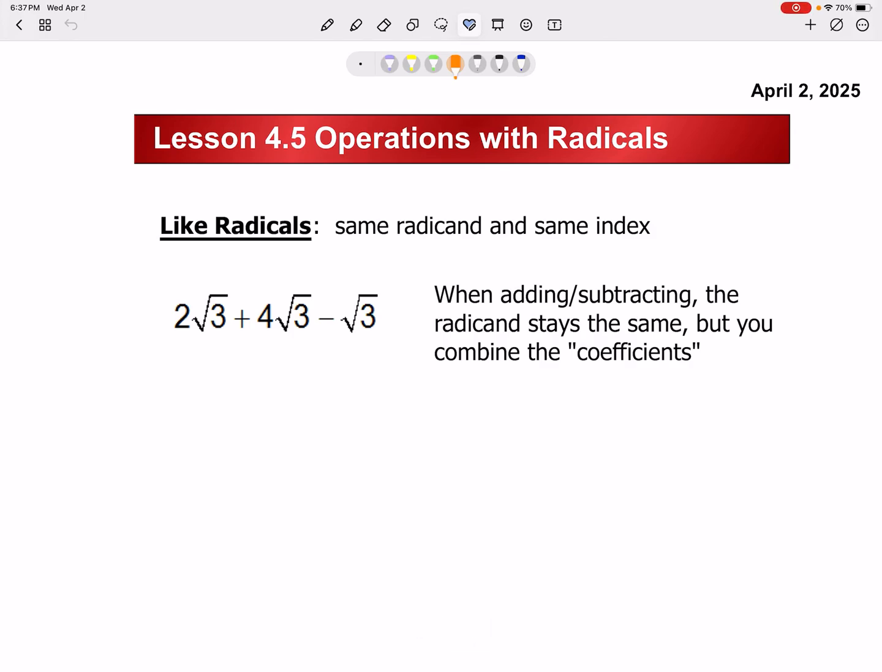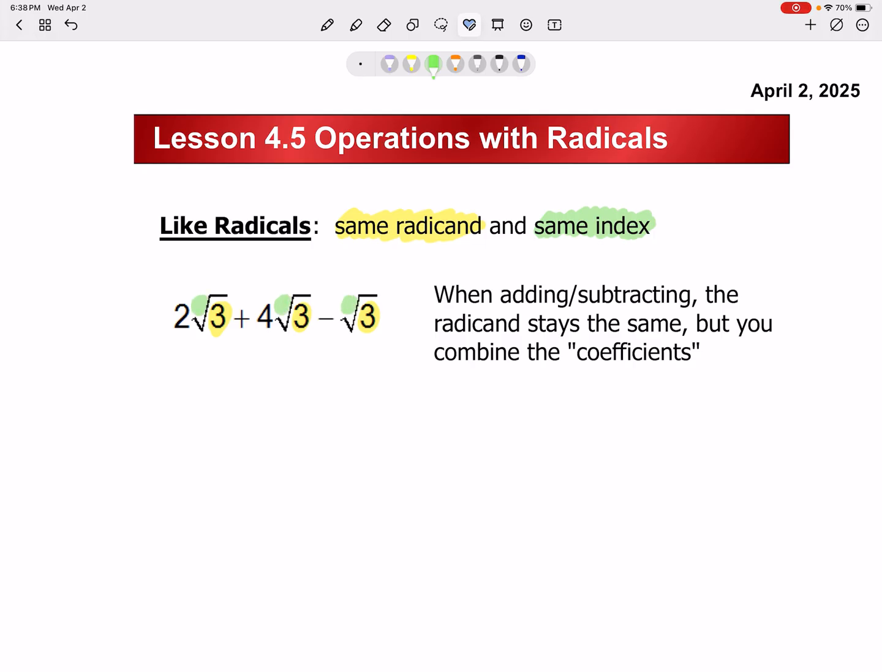In this video, we're going to be adding and subtracting radicals. Now, in order to be able to add and subtract radicals, we have to have the same exact radicand. So remember, the radicand is the value that's on the inside of the radical symbol, and then it has to have the same exact index.